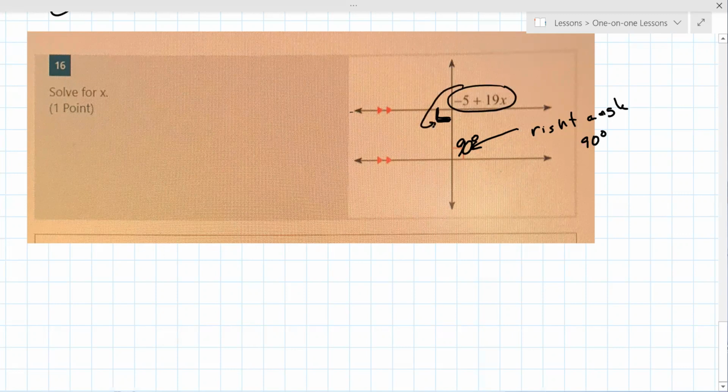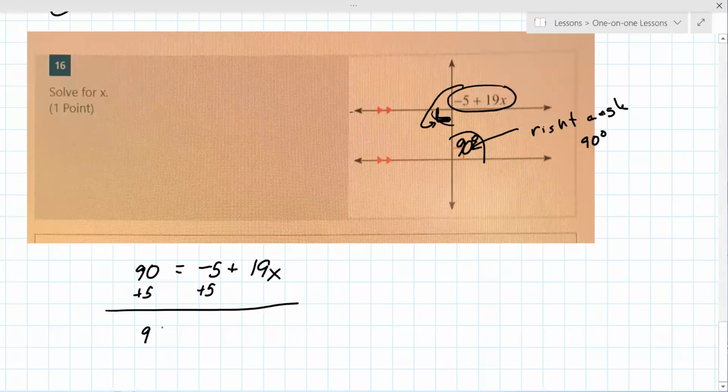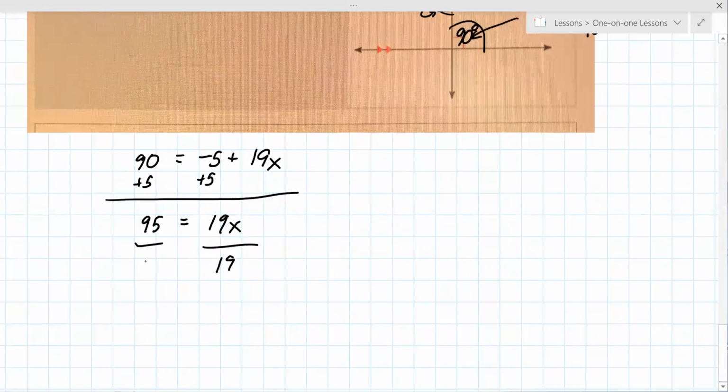So as I've said many times, because I really want you to just know this for your test or quiz or whatever you got upcoming, you either set them equal or they add up to 180. In this case, you set them equal. Is it clear why they're equal? Yeah, because they're vertical. They're alternate interior angles, then the vertical angles there. Add 5 to both sides. 95 equals 19x. Divide both sides by 19. X equals 5.